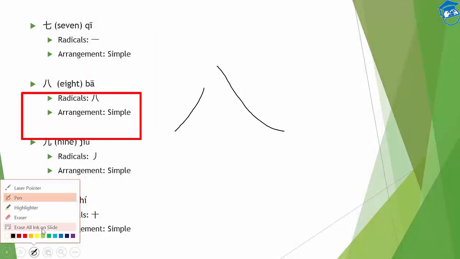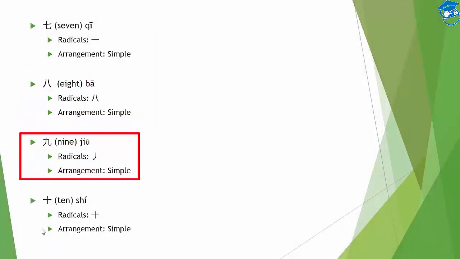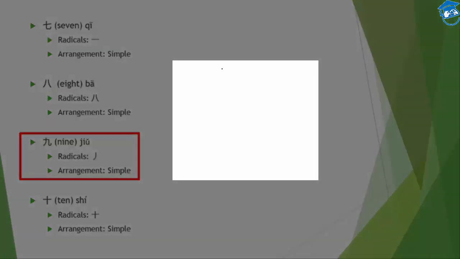Okay, now number 9 is 九. So the radical is the stroke over here, and the arrangement is simple. So here's how to write 9. 1, 2. Okay, so this is number 9.